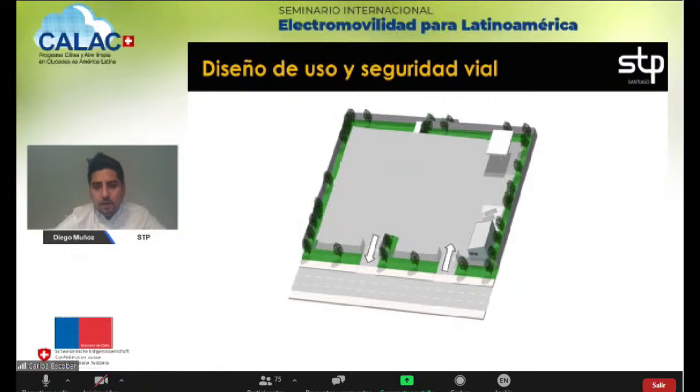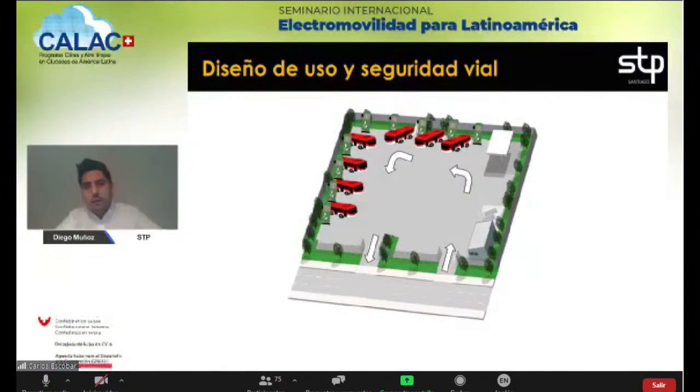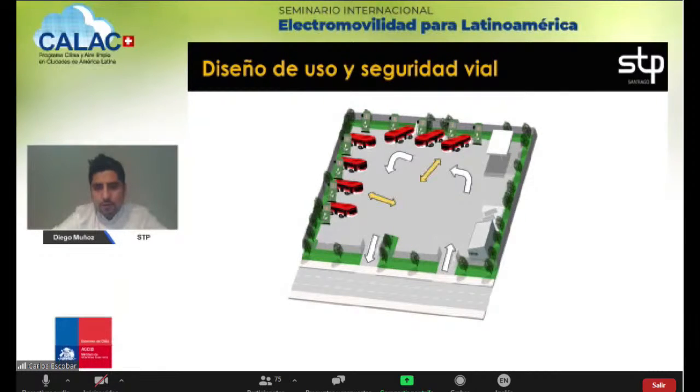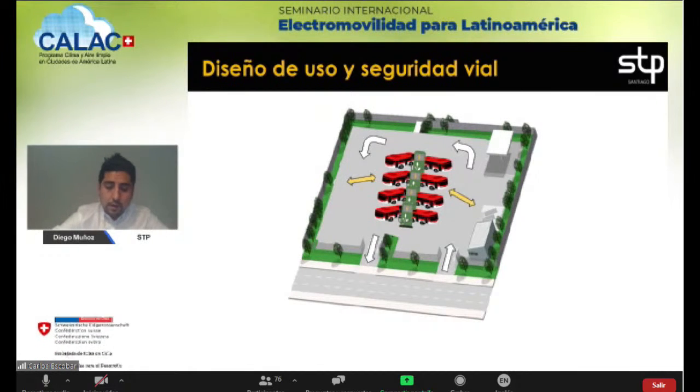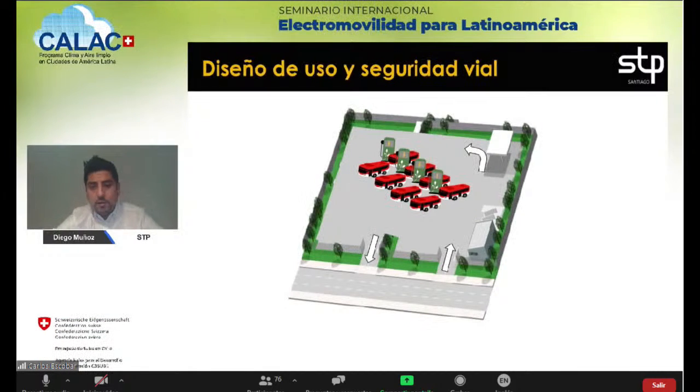Now, regarding the design of use and road security, well, you can choose different ways to place the chargers. For example, this could be at the external part of the terminal, as you can see in the image, and the buses would have to go backwards to charge. Or you could also locate the chargers in the middle of the terminal, as you can see in this picture. And also, the buses to charge would have to go backwards.